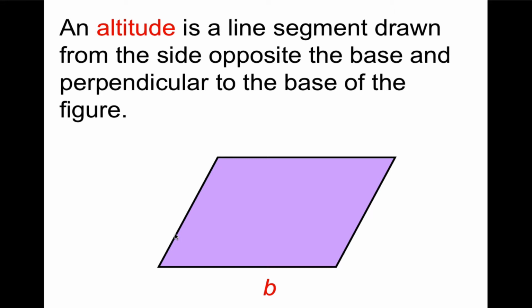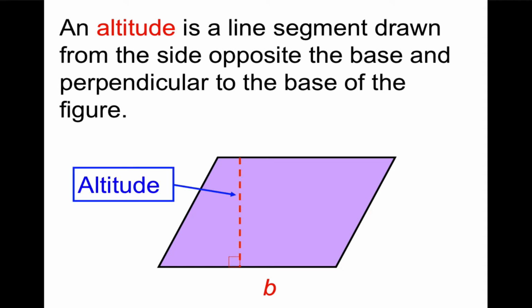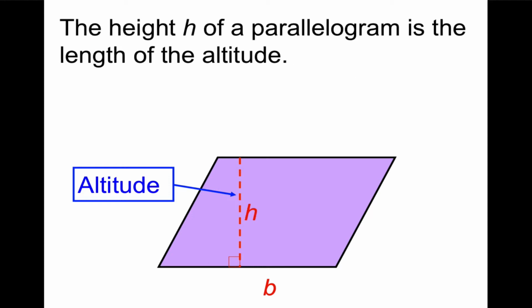Now, on a parallelogram, the height is not this leg that's running diagonally here. It's actually something called the altitude. So here's our definition. An altitude is a line segment drawn from the side opposite the base and perpendicular to the base of the figure. Do you remember what perpendicular means? That's right, at a 90-degree angle. So here's an altitude coming down perpendicular to our base.